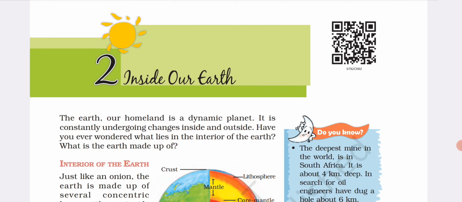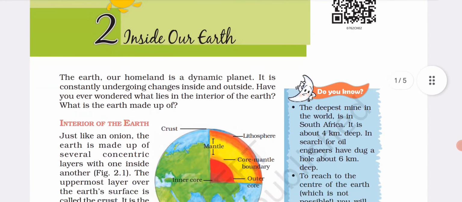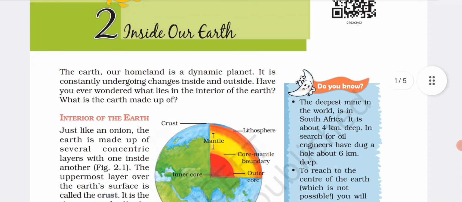Let's start with chapter number 2, that is Inside Our Earth. The Earth, our homeland, is a dynamic planet. It is constantly undergoing changes inside and outside. Have you ever wondered what lies in the interior of the Earth? What is the Earth made up of?